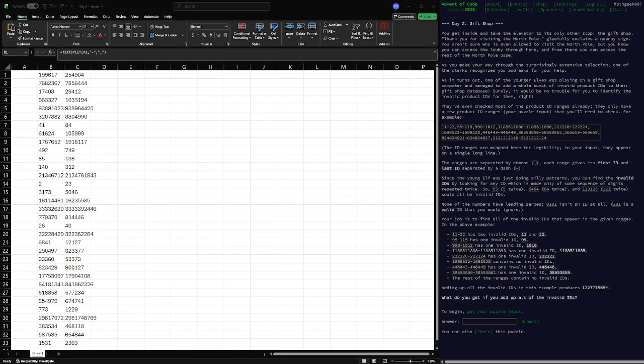And then we have leading zeros: 101 is a valid ID. You have to find all the invalid IDs that appear in the given ranges. 11 to 22 has two invalid IDs, 11 and 22. Okay, so you want to find all of them that are multiples of 11, 101, etc.